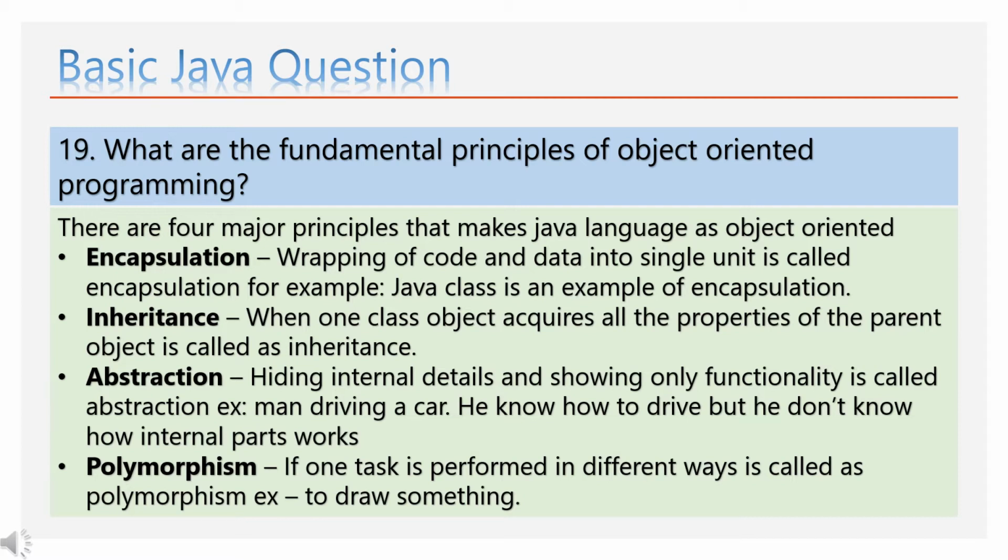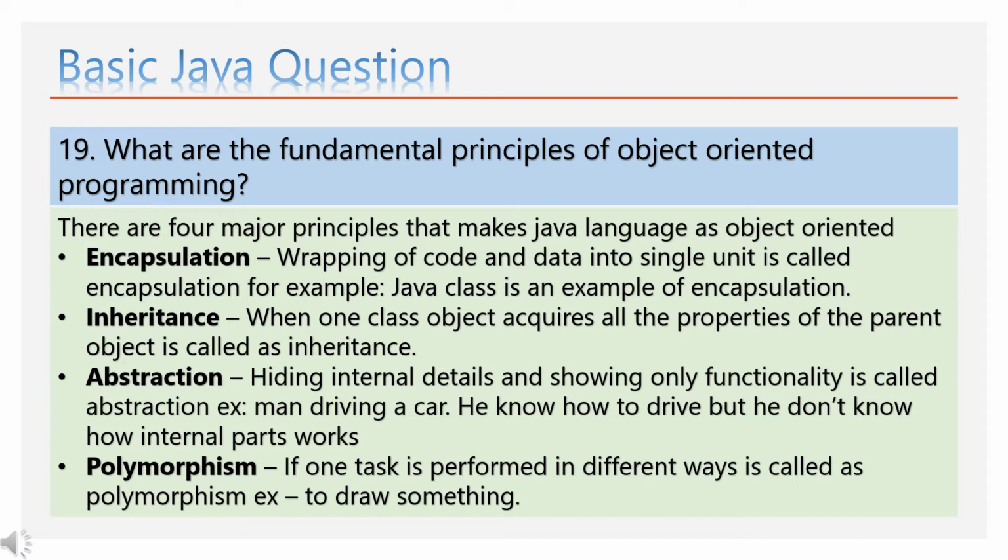Inheritance. When one class object acquires all the properties of the parent object, it is called inheritance. Abstraction. Hiding internal details and showing only functionality is called abstraction. For example, a man driving a car. He knows how to drive but he doesn't know how the internal parts work.